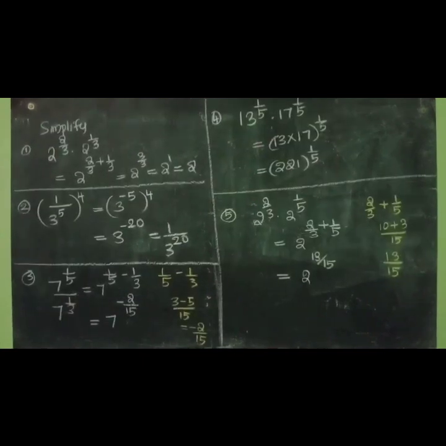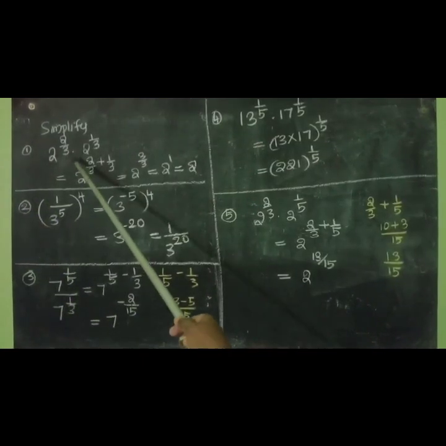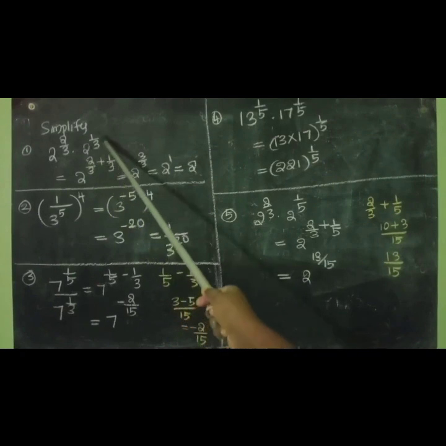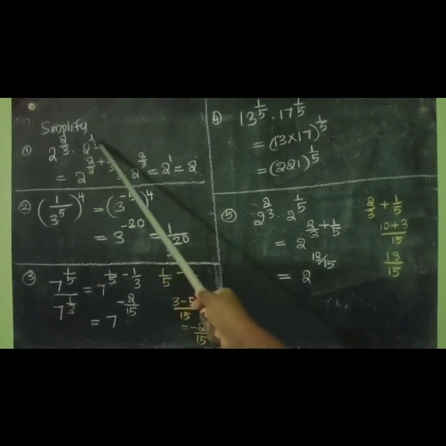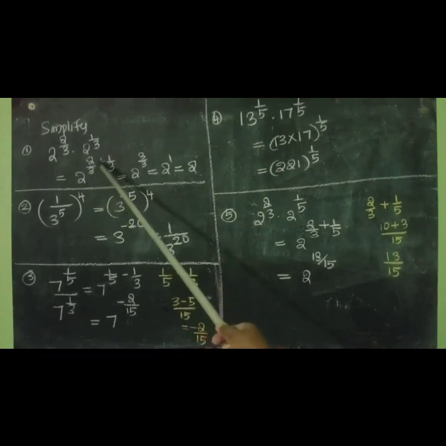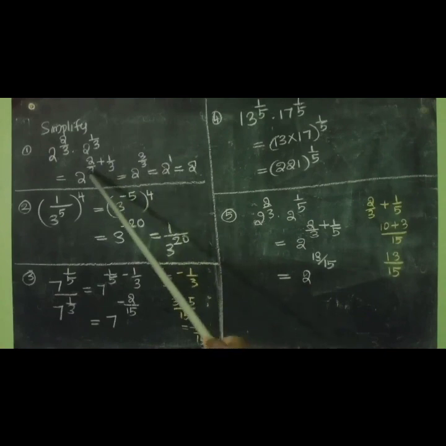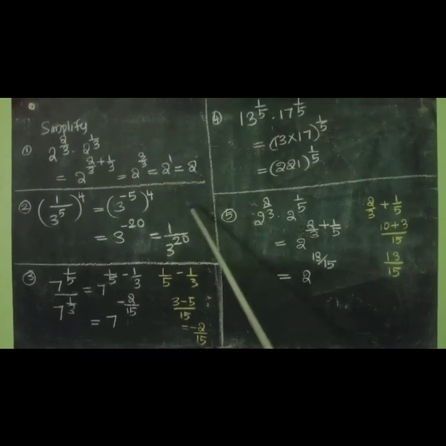So let us discuss the question. First question, 2 raised to 2 by 3 into 2 raised to 1 by 3. Here the law is a raised to m into a raised to n equal to a raised to m plus n. So that is equal to 2 raised to 3 by 3, because here the denominators are same, we can add it. So that is equal to 2 raised to 1 equal to 2.